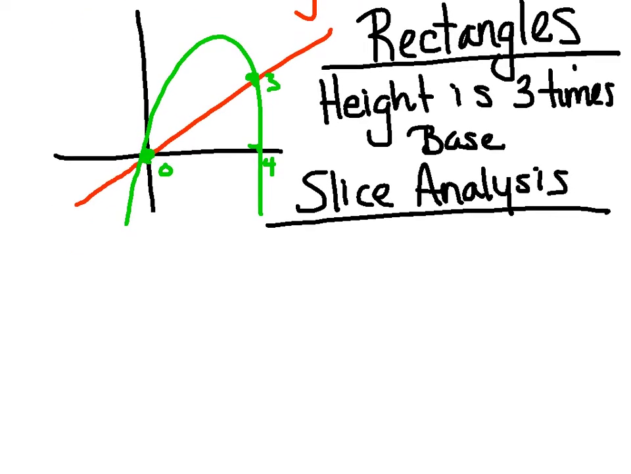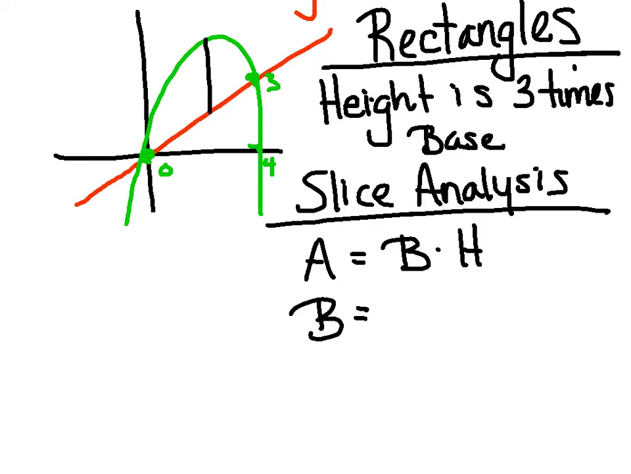On a slice analysis, you're basically going to find the area of one shape, and then you're going to integrate it to find all of the area added up to get the volume. So I always start with the formula of the shape I'm finding. Rectangle is base times height. So they're saying the height is 3 times the base. So I'm going to start with my base. I am going to rest my rectangle right on here.